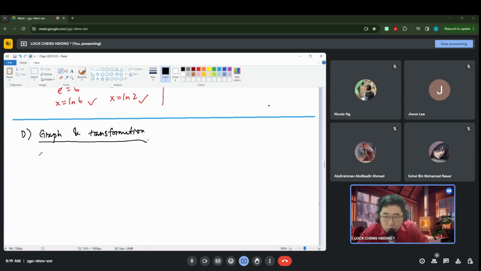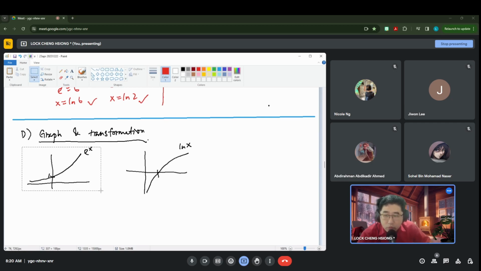From above, you already saw that the e graph looks like this. You already saw that the log graph looks like this. Of course all the other transformations will be applied accordingly. But there are a few that are interesting here. Let's go for the basic transformation first. For example, let me just copy it down.